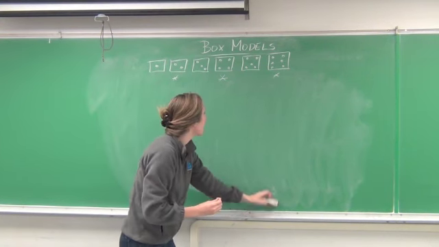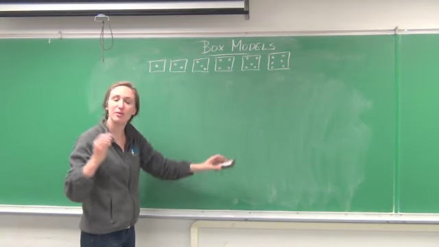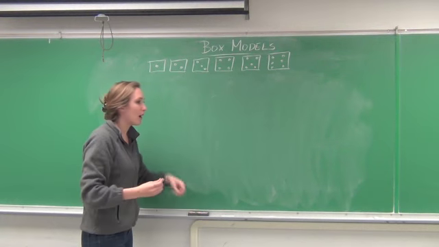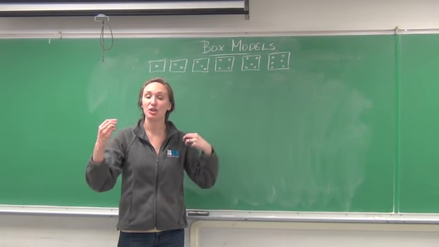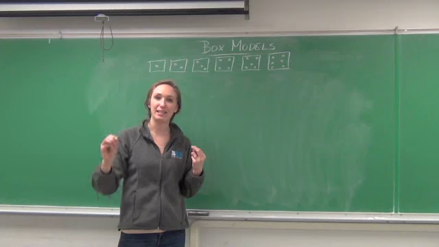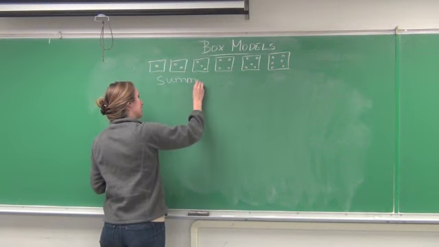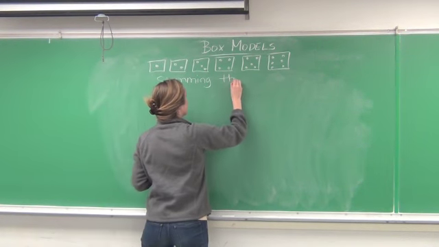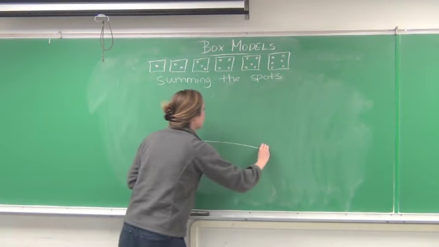So let's say, just to start things off, that I was concerned with summing up the spots on the die. So I roll a die 100 times when I'm bored on a rainy day, and I'm just adding up the number of dots I see. So we're going to say, we're just summing the spots. Okay? So we're going to start with our box.